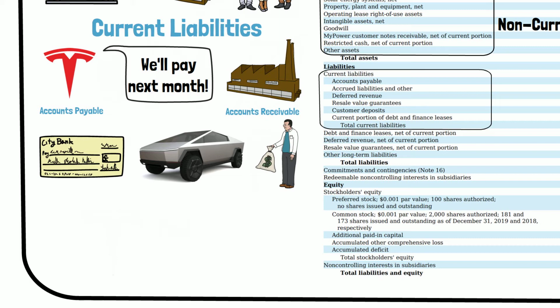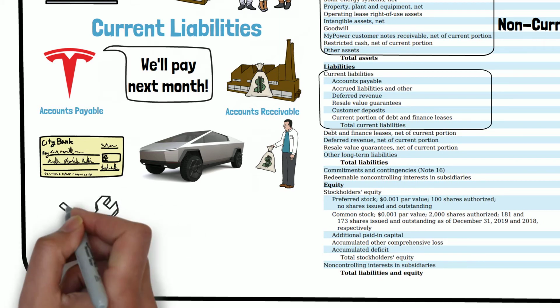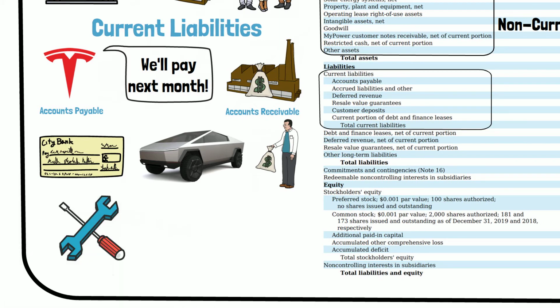Resale value guarantees are the amount of money Tesla will have to pay to other companies that are leasing some of Tesla's products from them. It is the amount of money that will be paid to the other businesses when the leases are finished. Customer deposits are the prepaid maintenance plans or services that customers have paid for when they first bought their cars or energy products.